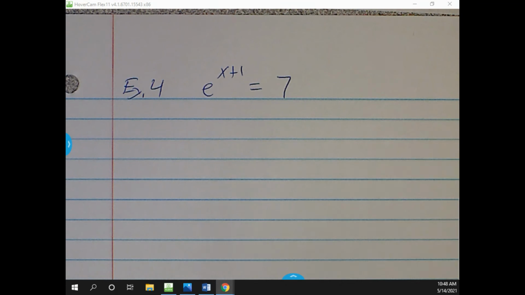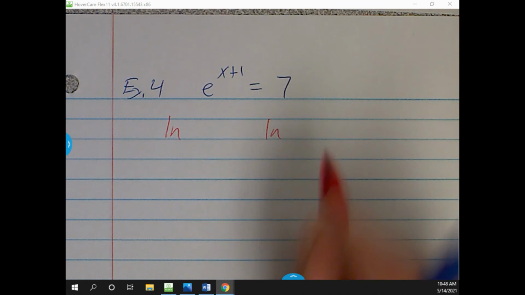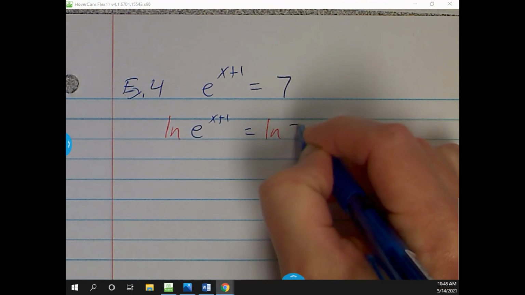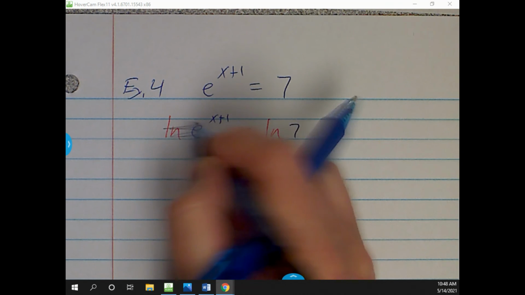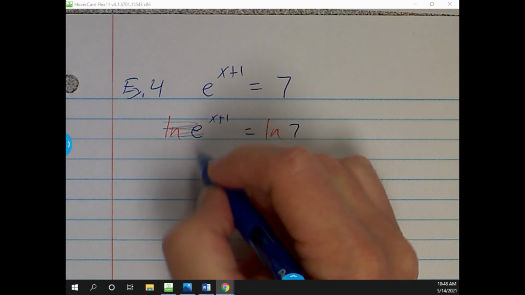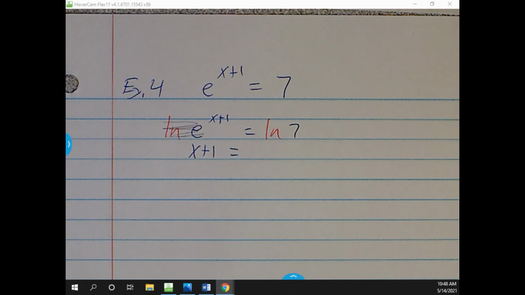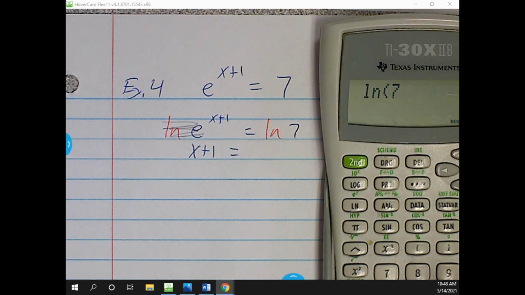All right. So if they give you E, we're going to take the ln of both sides. All right. And again, for that one, the ln and the E cancel each other out, which is the whole purpose of doing that one. That leaves us with x plus 1 equals the ln of 7. And there's where it becomes calculator time. Just do the ln of 7. And that's 1.9459.